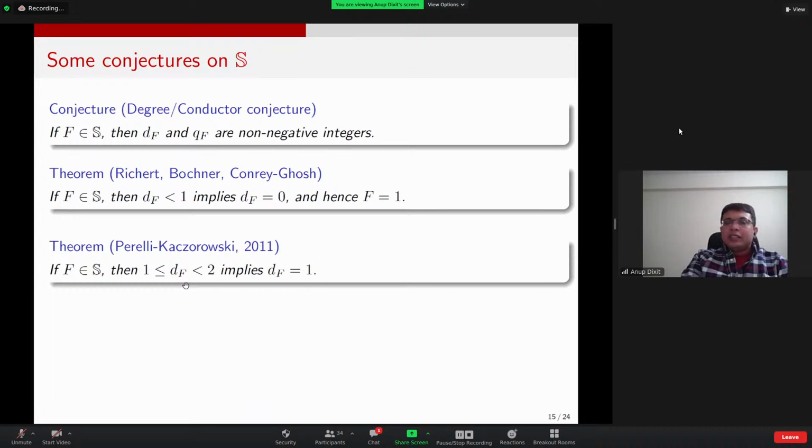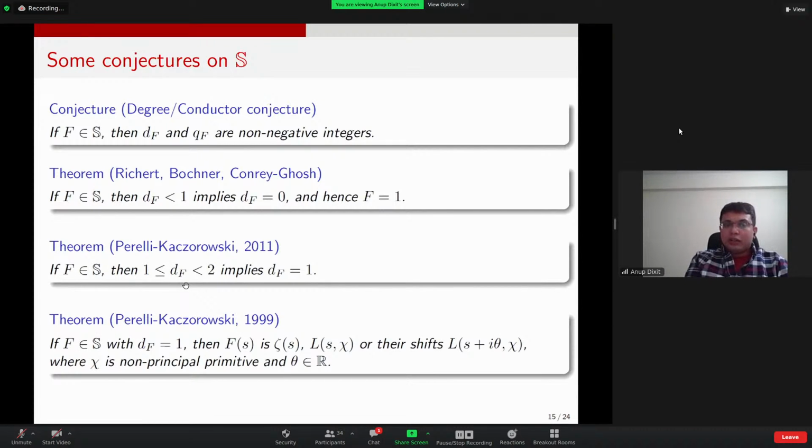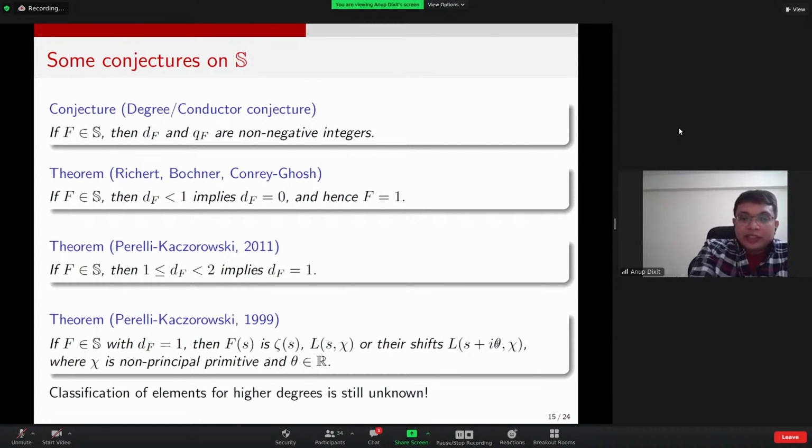But now one may ask, can we classify elements with a given degree? And to answer that, we only know the classification of elements in the Selberg class for degree equal to 1. And that is precisely given by the zeta function and the Dirichlet L-functions and shifts of Dirichlet L-functions, L(s + i theta, chi), where chi is a primitive character and theta is some real number. Okay, so let me just say that the classification of elements of higher degrees is not known.